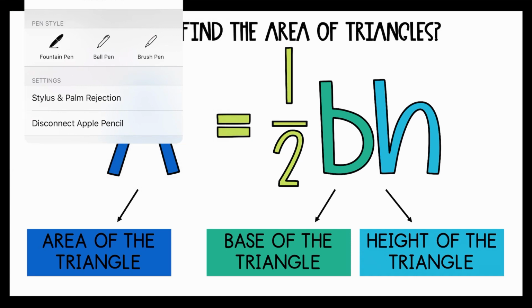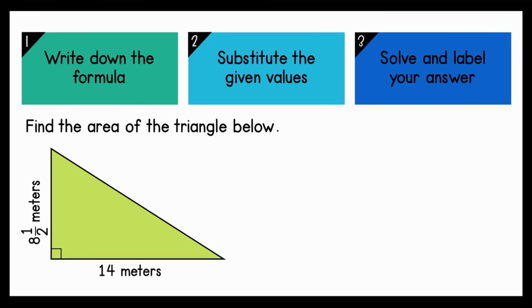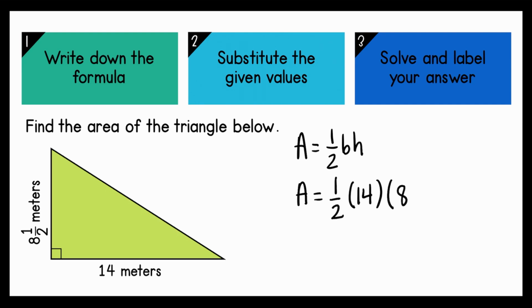So let's go ahead and solve some problems. Okay, right now it says to find the area of the triangle below. It gives us 2 dimensions and the height is clearly labeled. So we're going to start by writing down our formula, 1/2 base times height. Then I'm going to substitute my values. It shows us that the base is 14 and the height is 8.5.